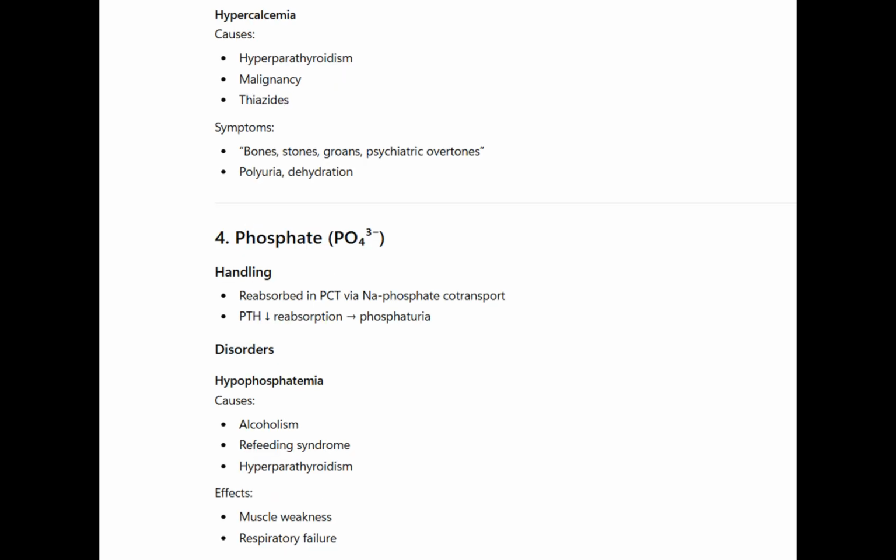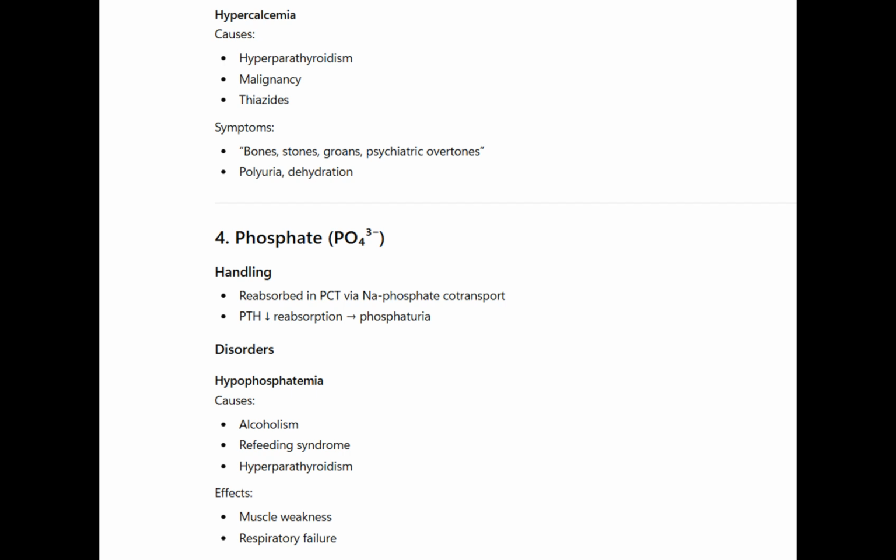inflation. Hypercalcemia, high calcium. Hypercalcemia frequently results from hyperparathyroidism, malignancy, vitamin D toxicity, and thiazide diuretics. Symptoms are remembered as bones, stones, groans, and psychiatric overtones. This includes bone pain, kidney stones, abdominal pain, constipation, and confusion. High calcium causes polyuria and dehydration due to nephrogenic diabetes insipidus.